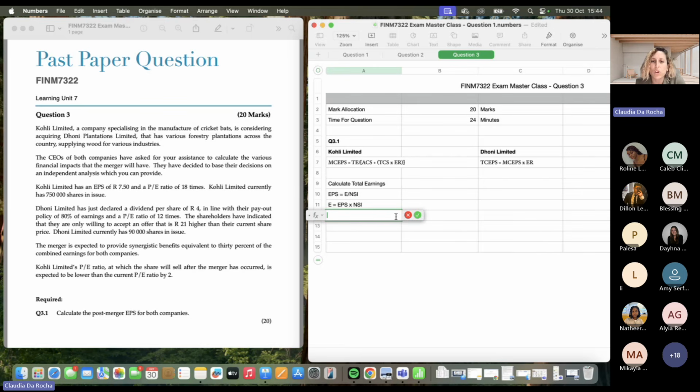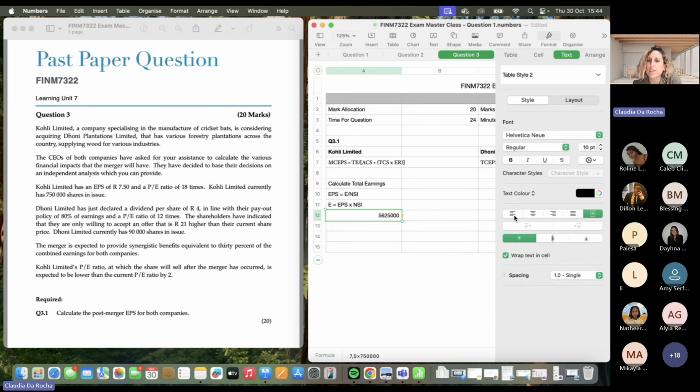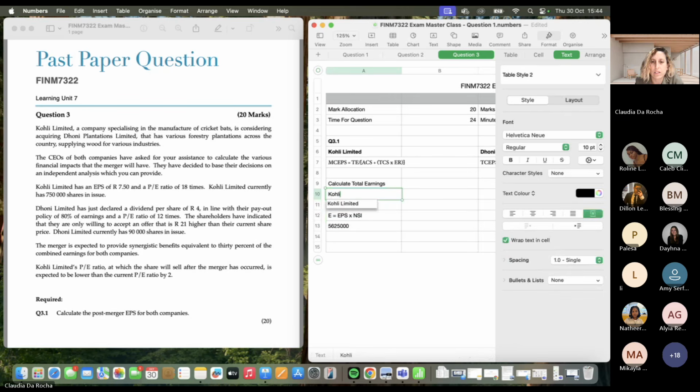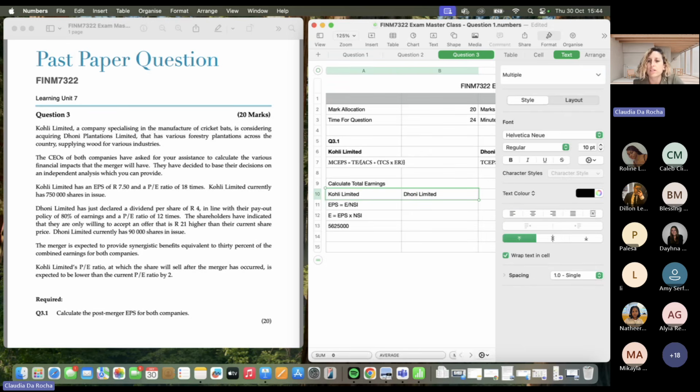Okay, so how do we solve? It'll be your EPS for Coley, which is 750, times the number of shares in issue, which is 750. Okay, so that is our earnings just for Coley. So remember, with total earnings, we have to calculate for Coley first. We also have to calculate it for Donny and add the two together, because total earnings is the two together.